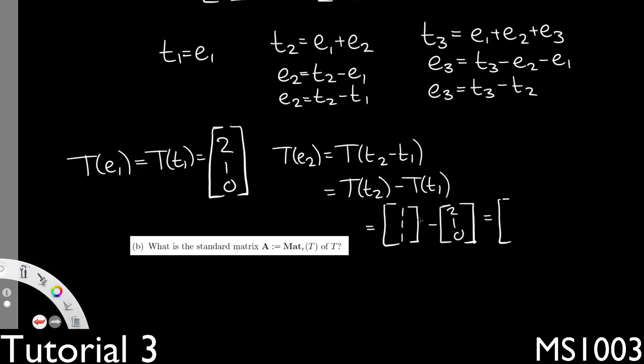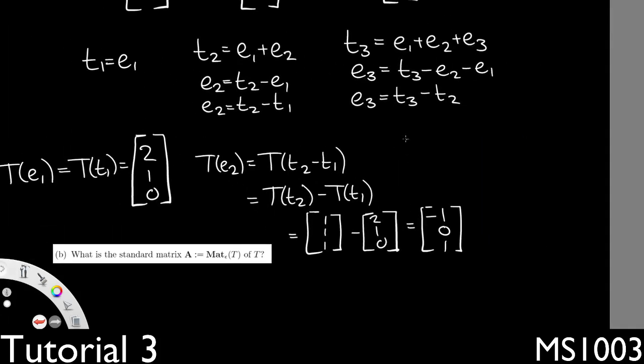So I get that T of e2 should be 1 minus 2 minus 1, 1 minus 1 is 0, and 1 minus 0 is 1. And I do the same process, sorry about running out of room, with my e3.